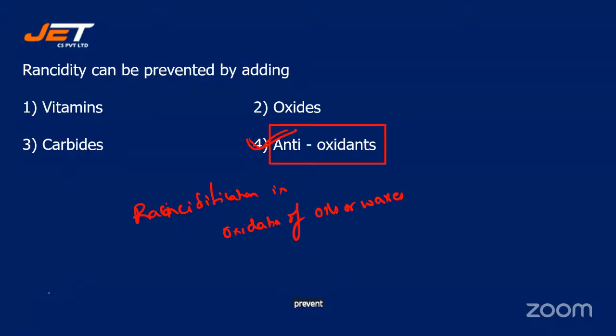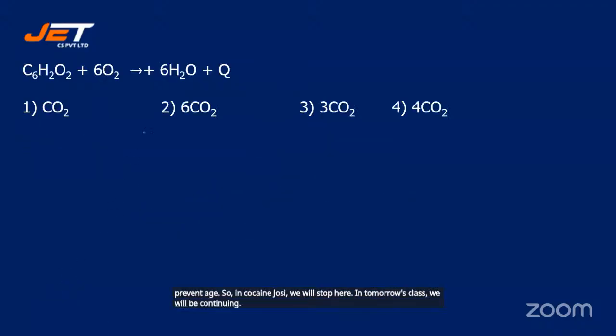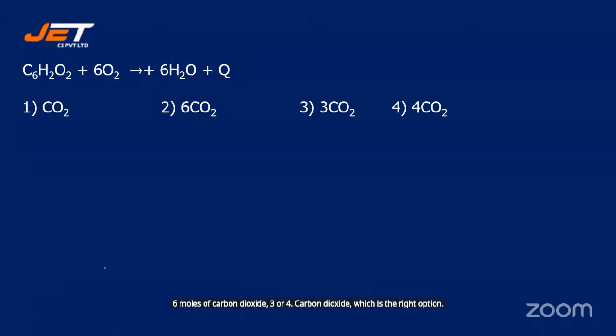So one more question and we will stop here. In tomorrow's class we will be continuing. So C6H12O6 plus 6O2 gives rise to 6H2O plus Q. So what is Q here? Carbon dioxide, 6 moles of carbon dioxide, 3 or 4 carbon dioxide. Which is the right option? Who will guess?